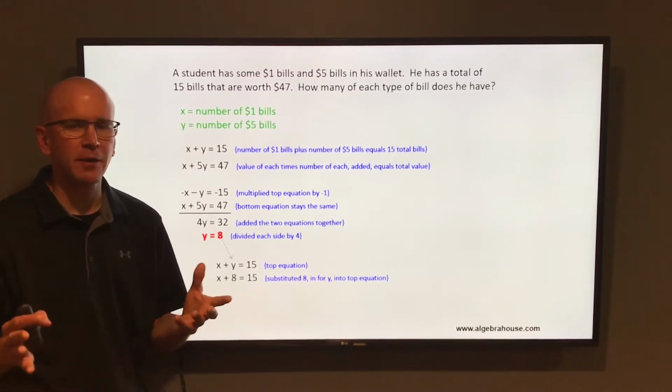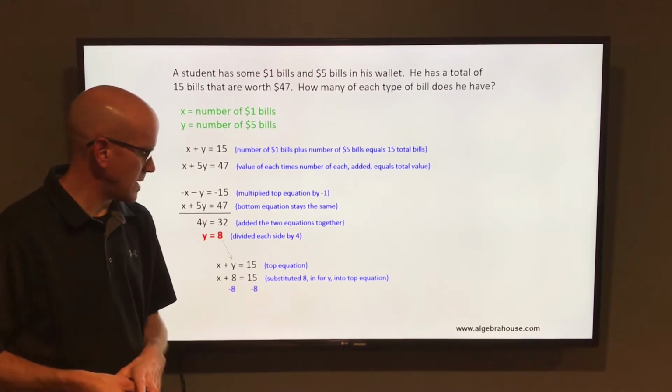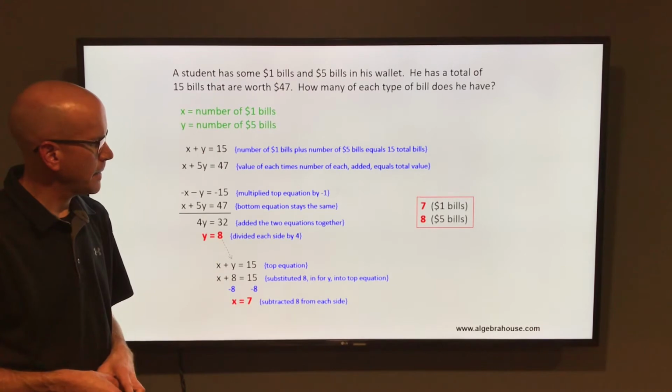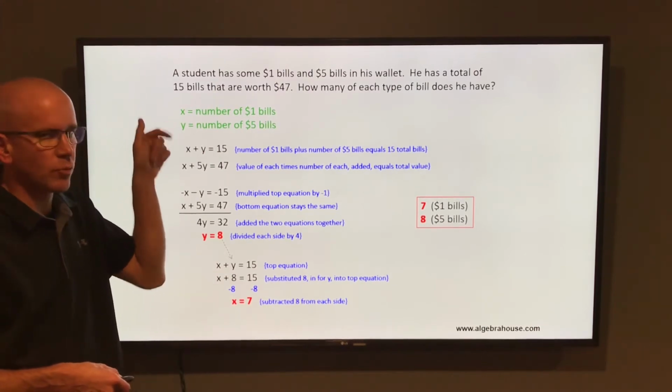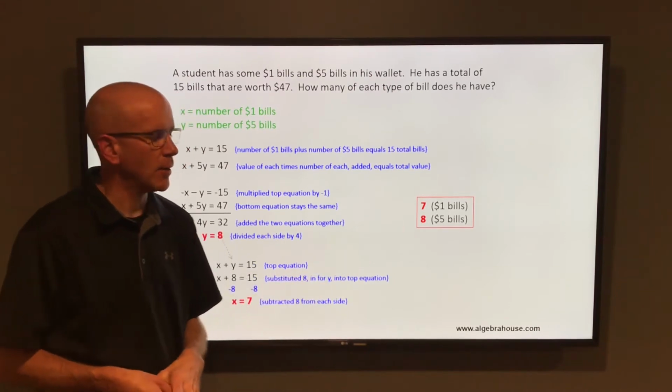You can skip the algebra if you want to. I wouldn't recommend it though. X plus 8 equals 15, subtract 8 from each side, get x equals 7. X is 7, y is 8. So that means, remember x is the number of $1 bills, there are 7 $1 bills and 8 $5 bills.